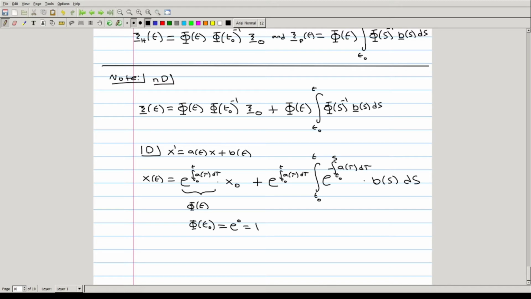So if you want to rewrite your formula from before, you can rewrite this as x of t is equal to phi of t times 1 over phi of t naught times x naught plus phi of t times the integral from t naught to t of 1 over phi of s times b of s ds. This is for the 1D scenario.